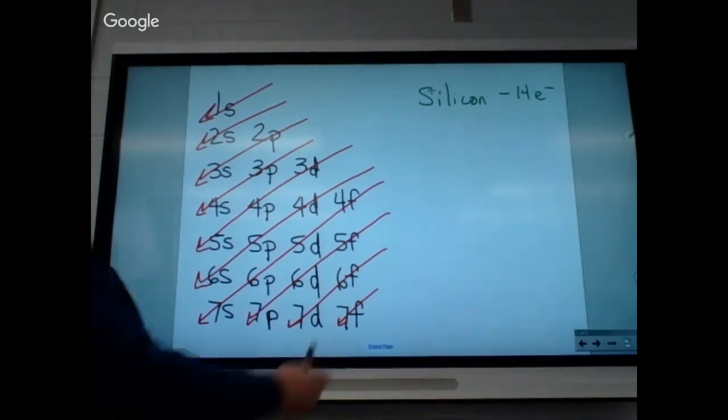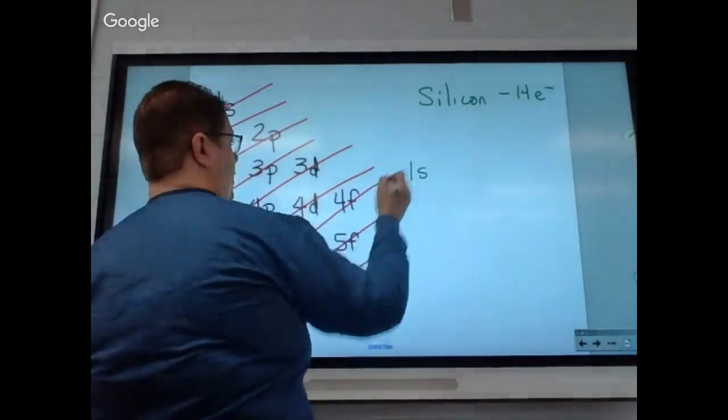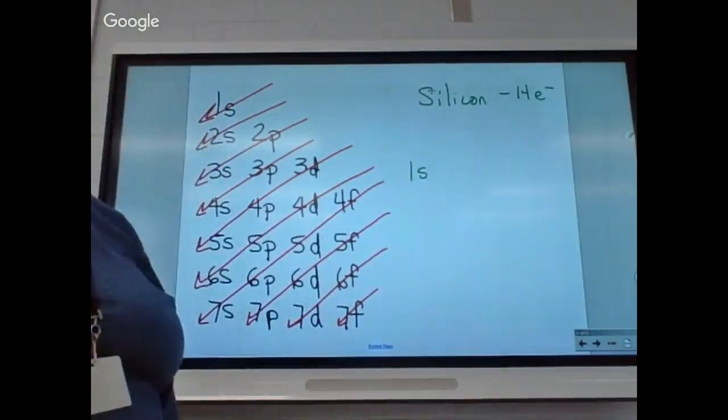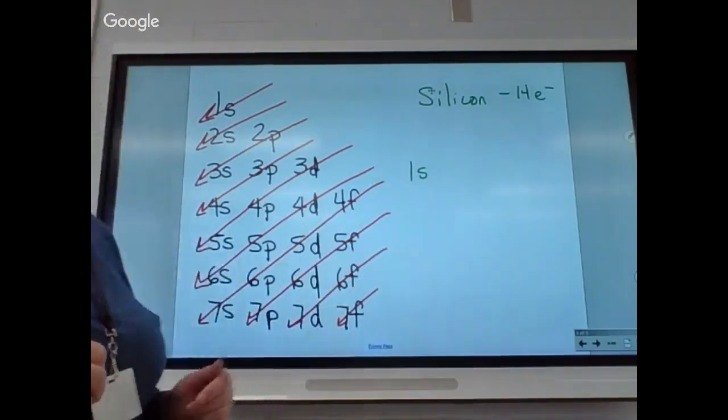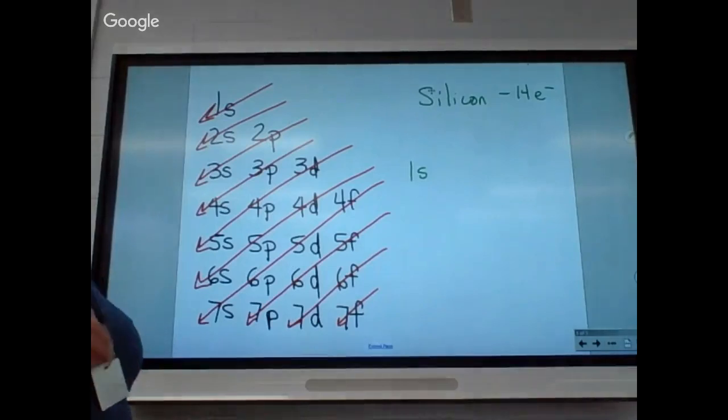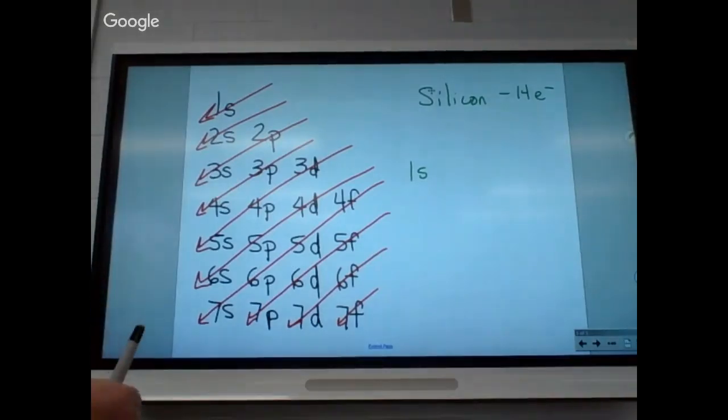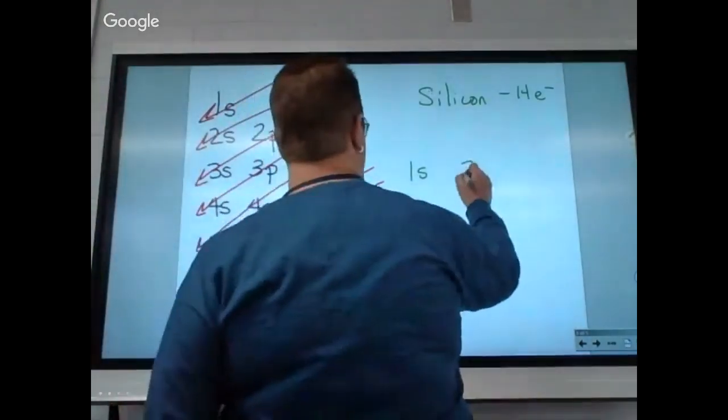All right, so what's the first thing in the chart? So 1s. We always start at the beginning. That's why we're coloring tomorrow at the end of class. We're going to learn how to shorten it, because eventually even I will get sick of 1s. All right, next, 2s.